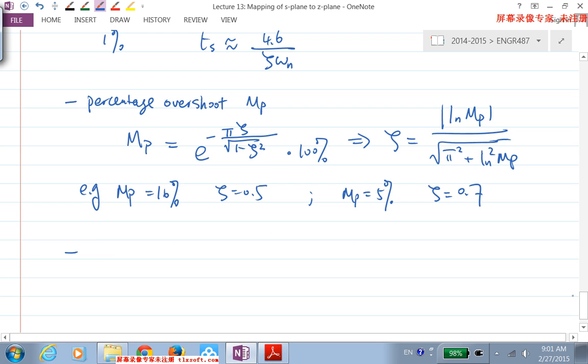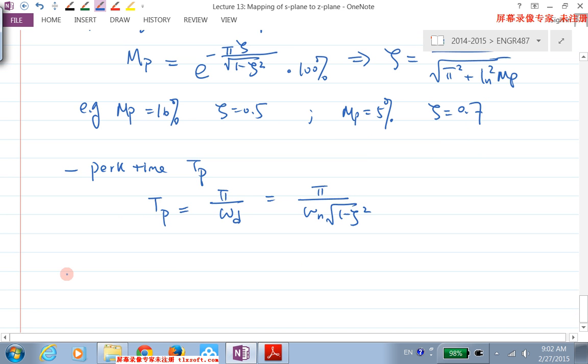You also have the peak time, as indicated in the figure, TP. TP can be derived as pi over omega d. Omega d, we know what it is: omega n times root of 1 minus zeta squared. That's the peak time.